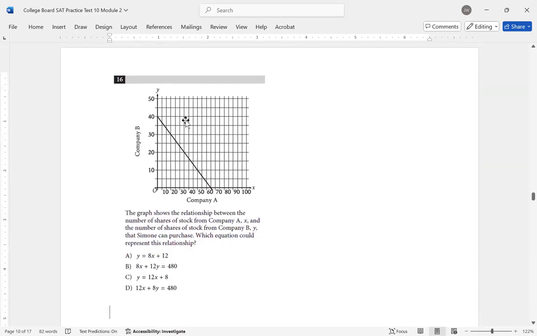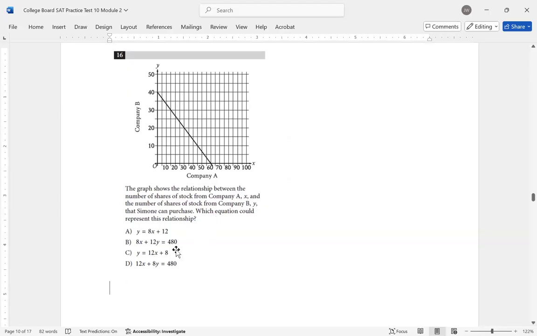Question 16. The graph shows the relationship between the number of shares of stock from company A, X, and the number of shares of stock from company B, Y, that Simone can purchase. Which equation could represent this relationship?